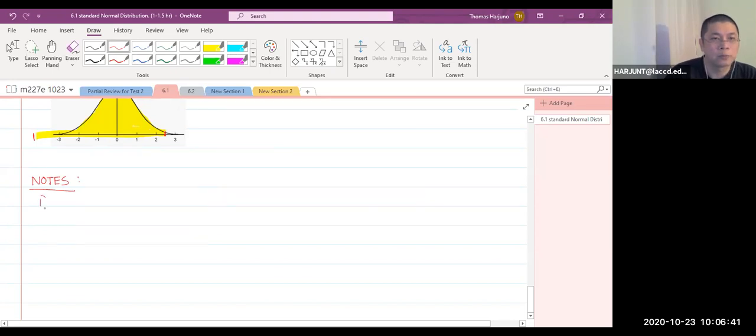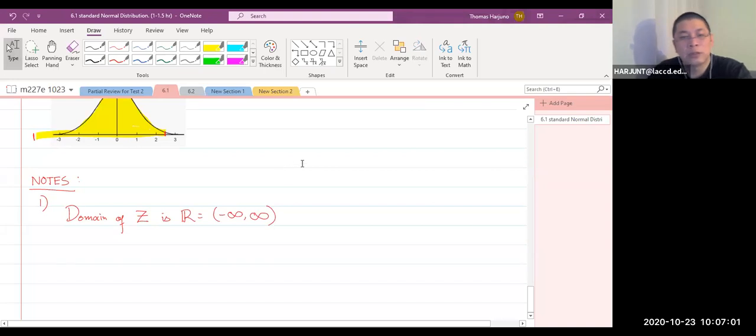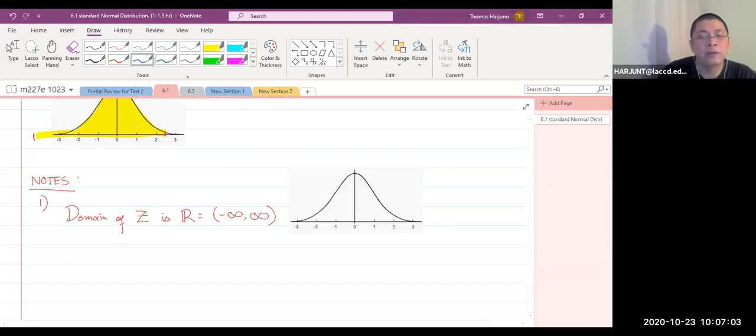The first one: the domain of Z is all real numbers, from negative infinity to infinity. So the table that you see here is actually going indefinitely far to the right, and indefinitely far to the left.